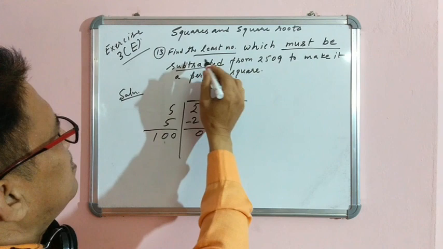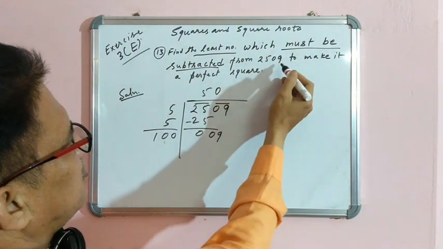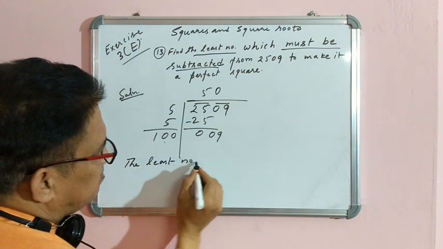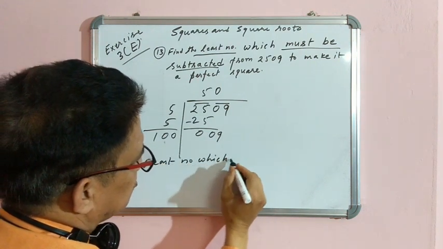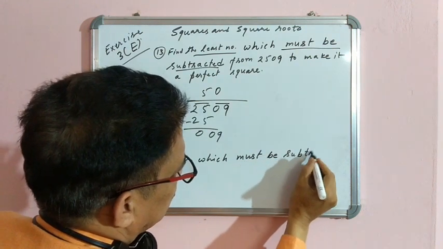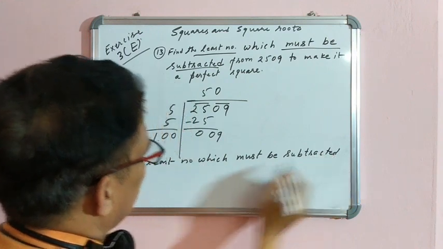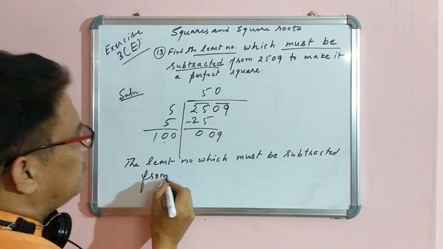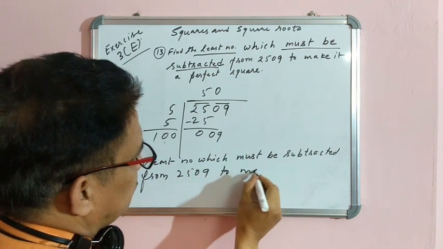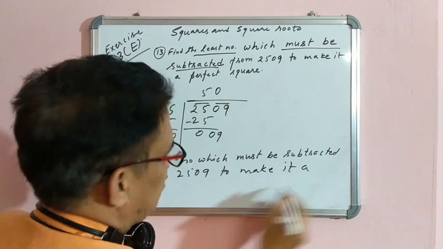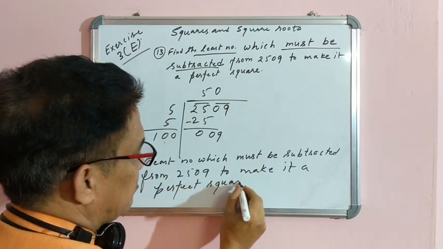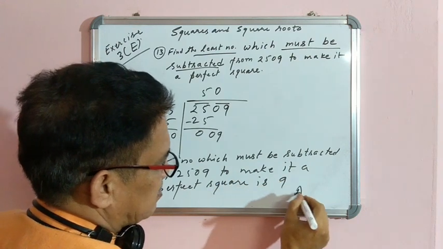The question is, find the least number which must be subtracted from 2509 to make it a perfect square. So the answer is 9. Perfect square is 2500. So our answer is 9.